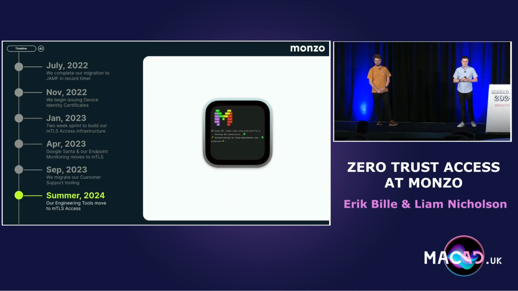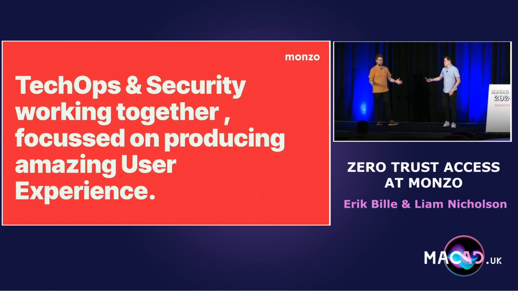And then finally, in the next few months, we'll migrate Monzo's remaining developer tooling over to Zero Trust Access. There will be some that needs to remain still behind a VPN, but they will be few and far between. And at that point, this rollout will be finished. So how did we do this?